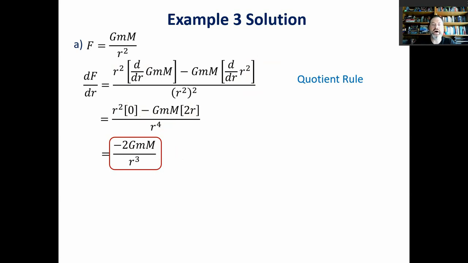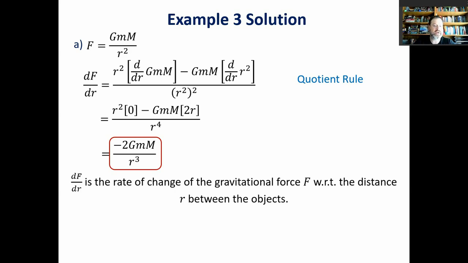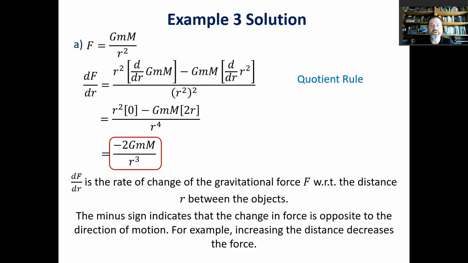So this is how fast the force is changing as the radius changes, as the distance between the objects changes. So what does that negative mean? Well, the negative basically means that whichever way r is changing, so if r is getting bigger, then the force is decreasing. But if r is getting smaller, the force increases. Okay? It just tells us that, that's the second one here. The change in force is opposite to the direction of motion, right?